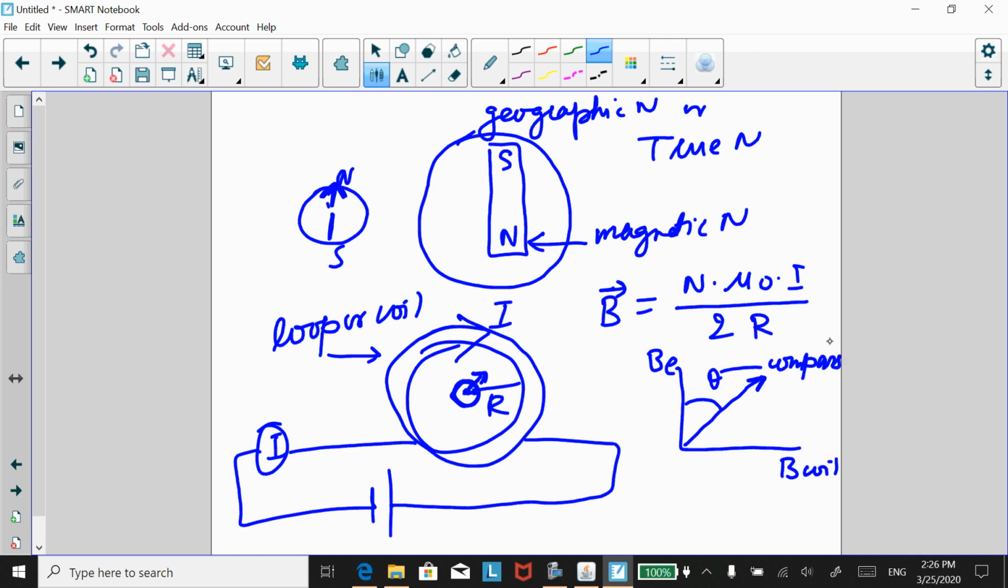Okay. So then you have to modify the equation. There is tangent theta here, and you can basically find out the magnetic field of Earth.